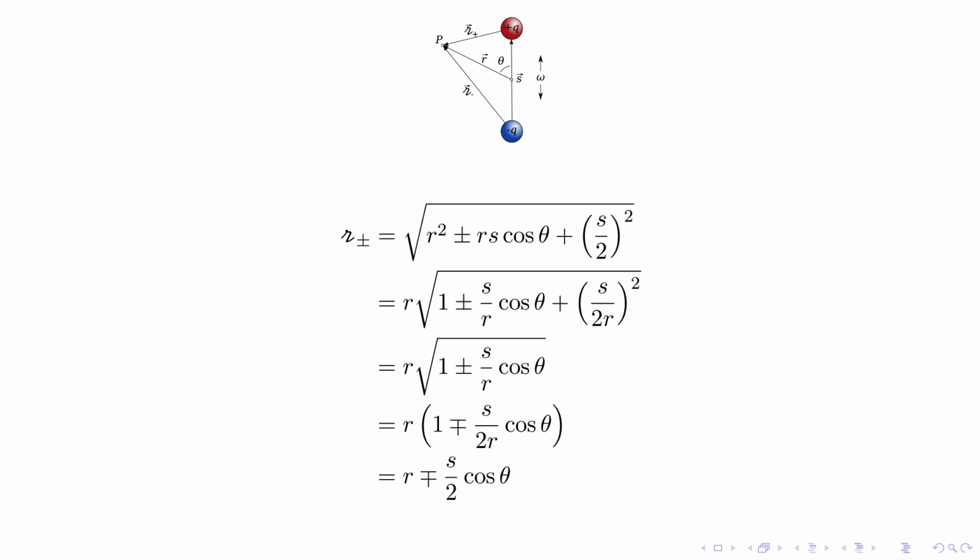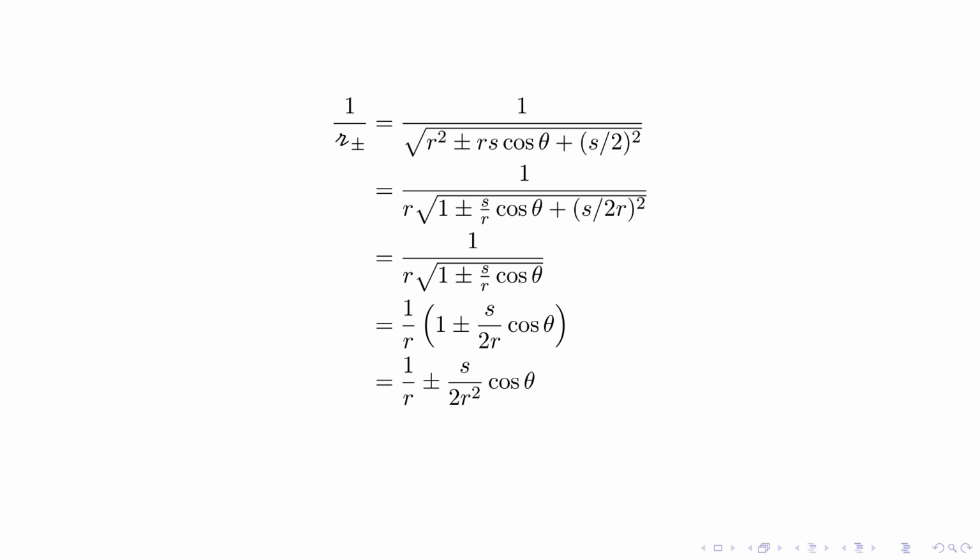Finally, we can take the binomial expansion of this, and this becomes r minus or plus s over 2 cosine theta. We're not going to use the rest of the terms, just those first two terms is enough. Let's calculate 1 over curly r plus or minus. Again, we pull out the r, we ignore the s over r squared term, and this time it's a binomial expansion of the negative 1/2 power, so we get plus or minus instead of minus or plus.